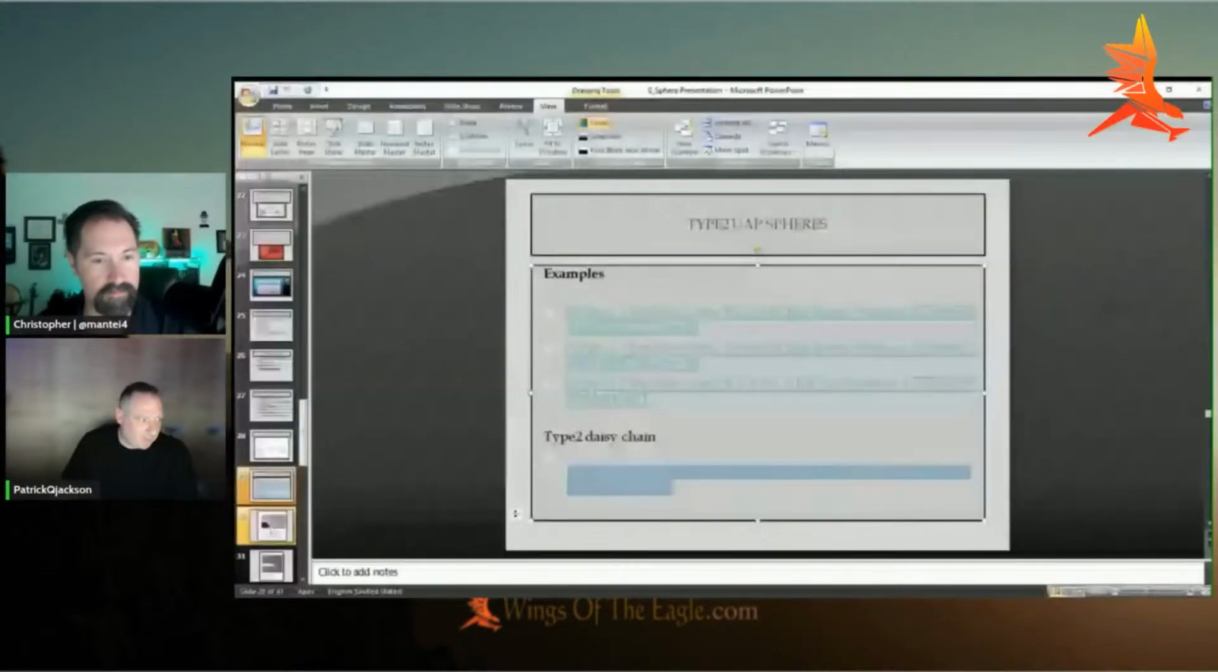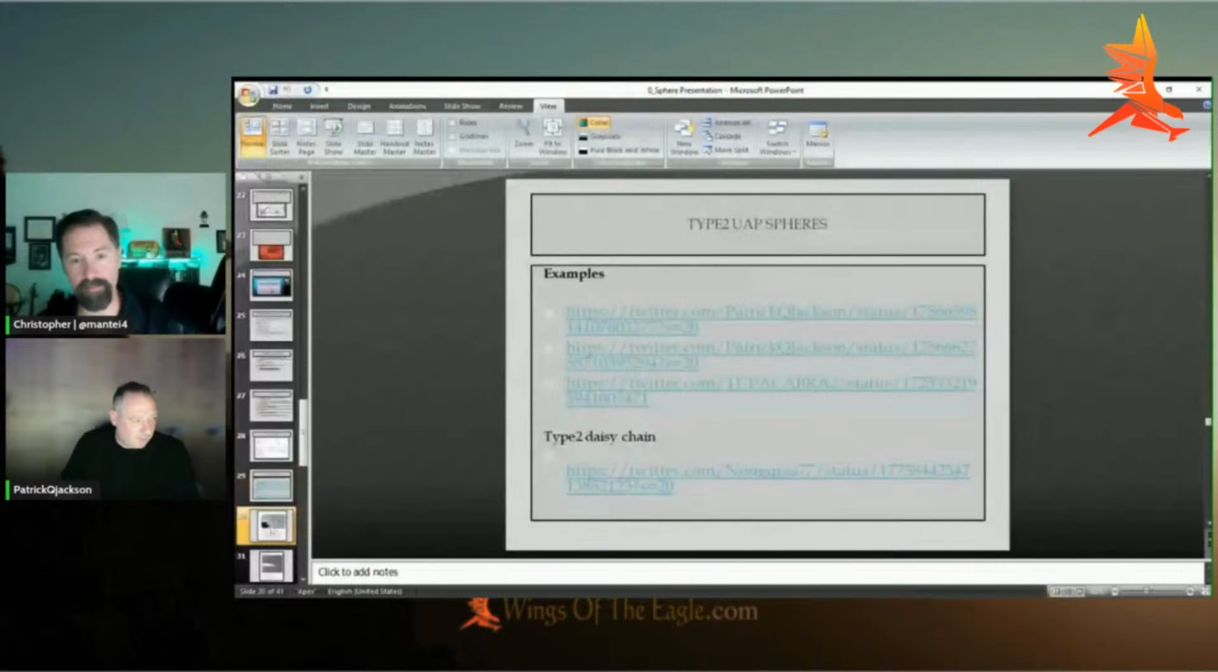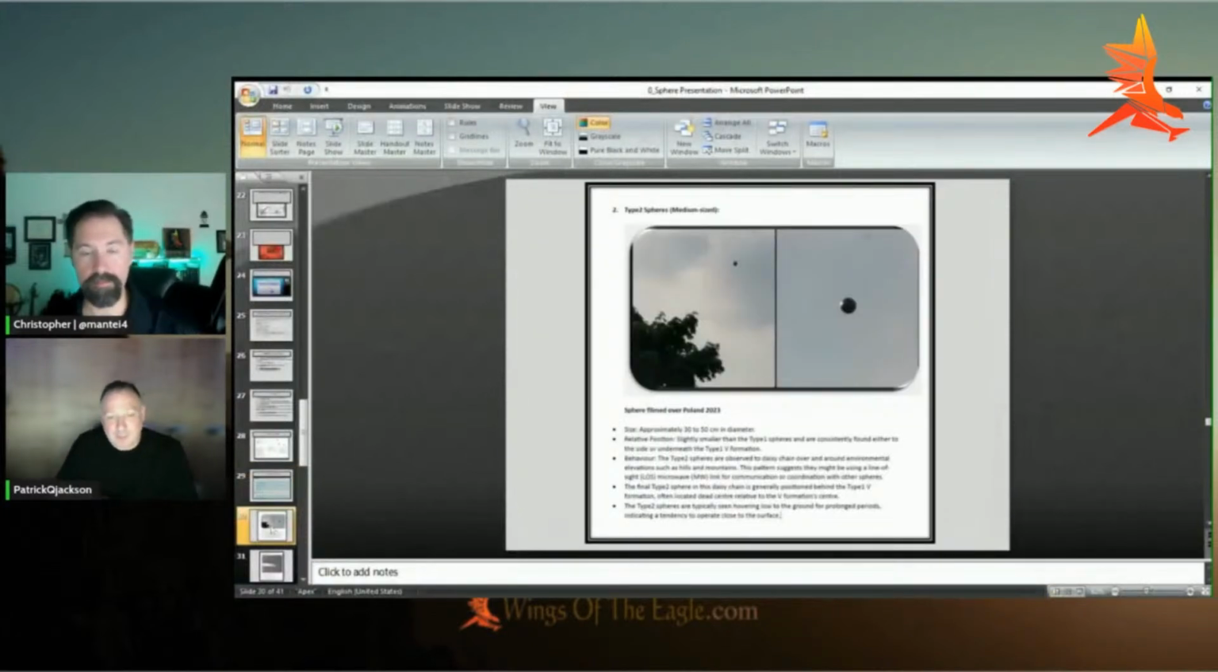So you've got a chain, like a multiplier. That's right. If we go to the next slide, this was actually for a paper I wrote for Stanford University. This is a type 2. This is a picture of one over a treetop, giving the size as approximately 30 to 50 centimeters in diameter.